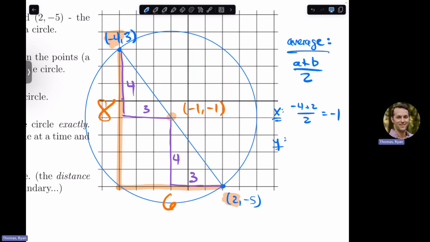And the y: 3 and -5. What's 3 plus -5, divided by 2? Oh, hey. I've seen those show up before. Midpoint formula is just the average.